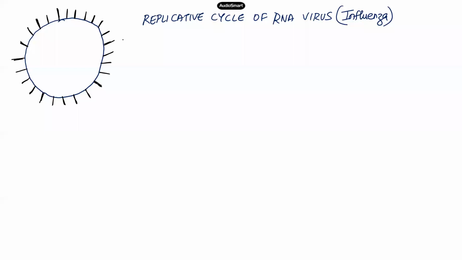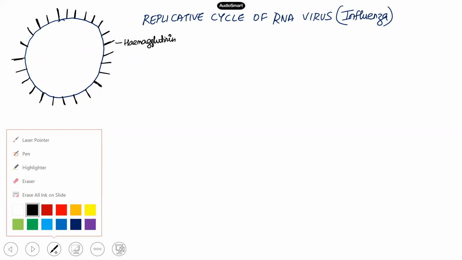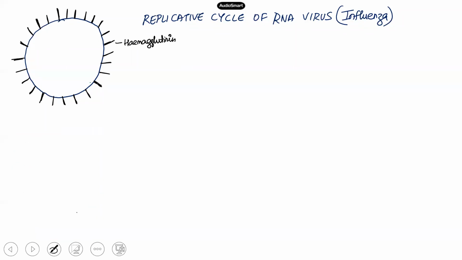Right. Now, these spikes that you see, these are referred to as hemagglutinin. Now, the point of concern for us is these small green dots that I am drawing. These are referred to as neuraminidase, because we have certain drugs which we call neuraminidase inhibitors. So remember this properly. So these are referred to as neuraminidase.